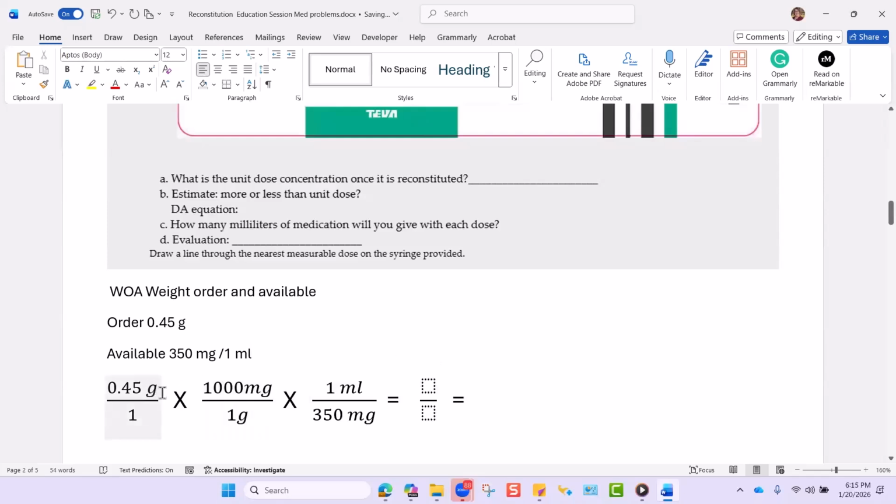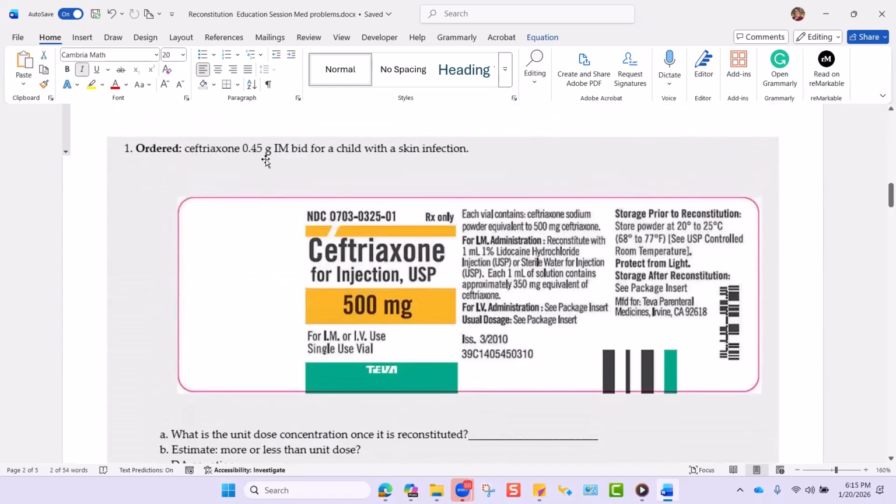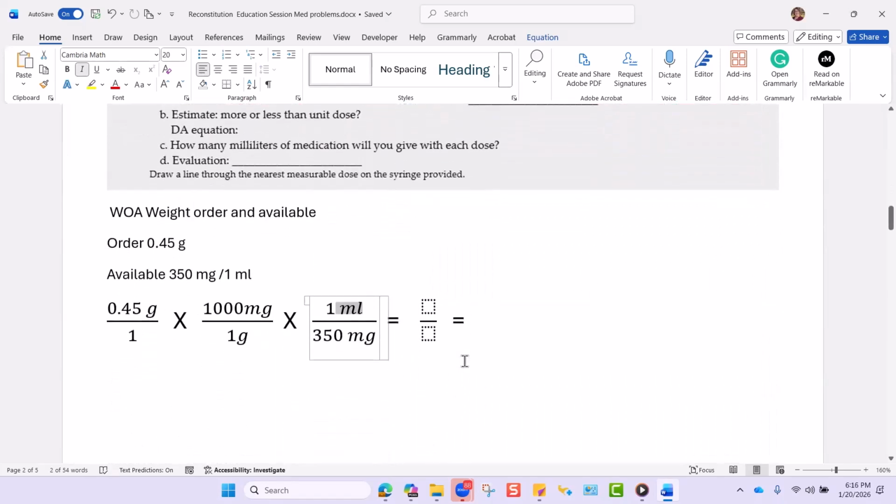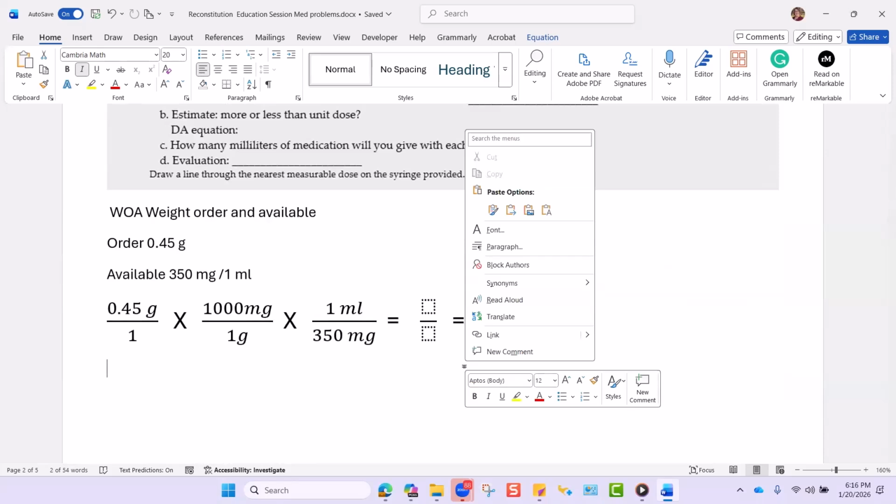See this gram matches this gram. So I would cross them out, and I want you to cross them out. When you get up to third level and they want you to show their work, you need to be able to show exactly how this looks, okay, and what you crossed out. You have milligrams here, milligrams here. I can cross them out. What remains? Milliliters. Is that what I want? Yeah, I need to know how many milliliters I'm going to draw up to administer to this child. Okay, get your calculators out.